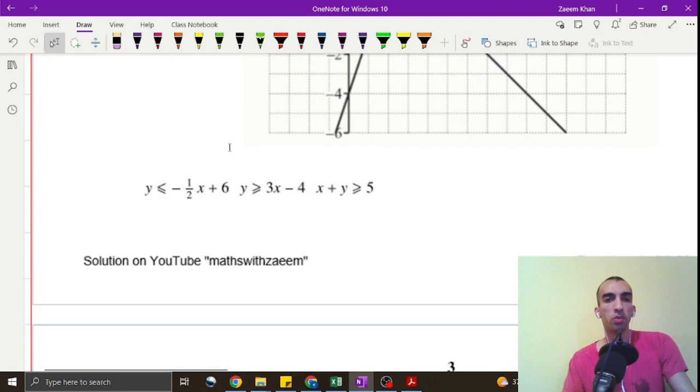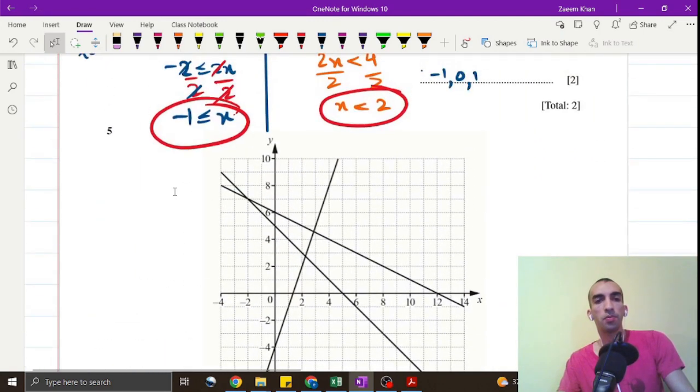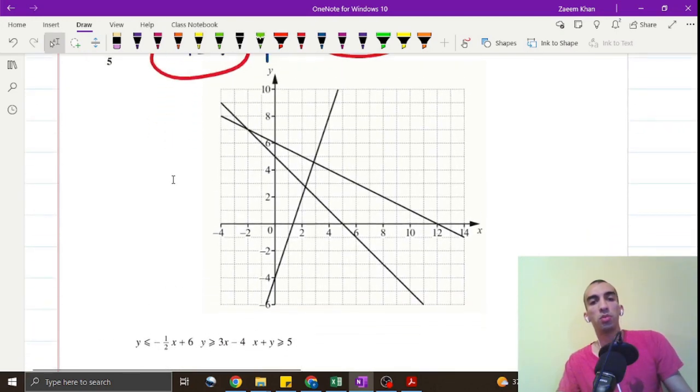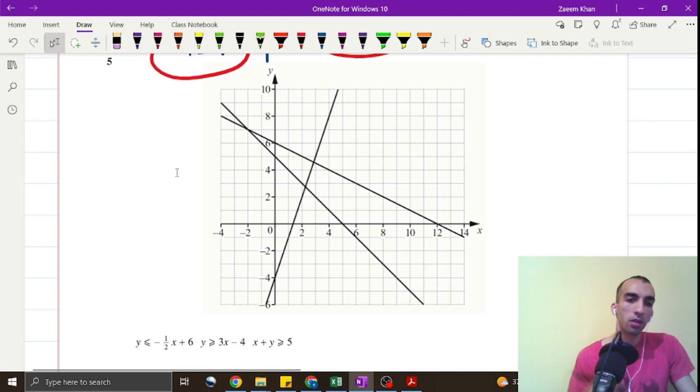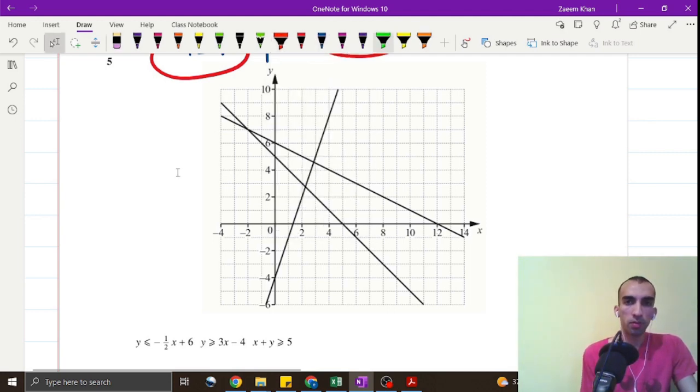Here we go. We're back to a graphing question. And that's straight out of your course. Y is less than equals to negative half x plus 6. So I'll highlight all the inequalities that we're given. 1, 2, and 3.